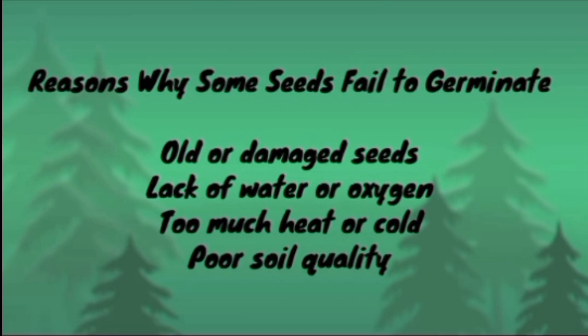Why do some seeds fail to germinate? If a seed is old or damaged, it cannot grow properly. If there is a lack of water or lack of oxygen. If you grow a seed without water or without the presence of oxygen, it cannot grow properly. And if there is too much heat or too much cold, the temperature is not normal, then the seed also can't grow. And the last one is poor soil quality. If your soil is not fertile, then also the seed can't grow properly.